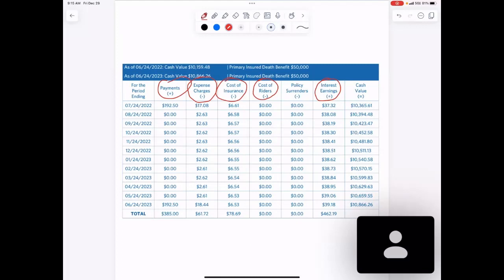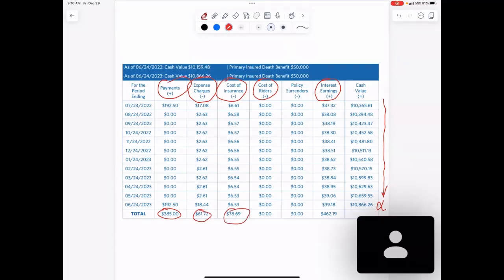Another thing we want to look at is the current cash value. If we're looking at this policy as of today, the current cash value would be $10,866. So that's what you can know. And you can look and see what happened over the last year, because that's dating back one year. Over the last year, it grew a couple hundred dollars. Okay, so that's good to know. Well, let's take a look at this. Right now, the total payments over the last year were $385. Expense charges were $61, and the cost of insurance was $78.